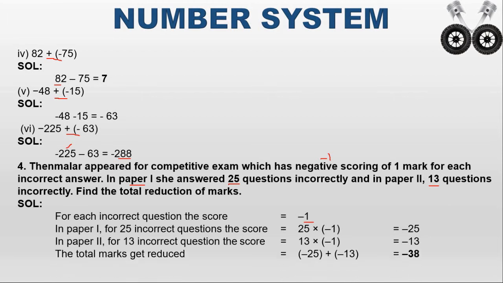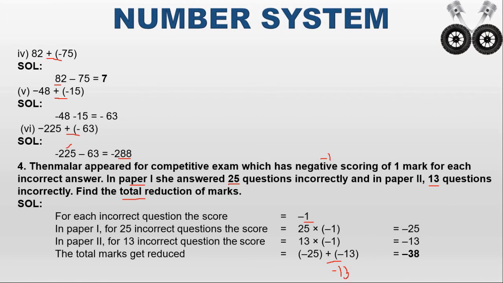So what do they ask? They ask you to find the total. So total means you have to add. So you have to add the incorrect answer scores given by Steinmeier. So minus 25 plus minus 13. So what is the operator? Here the operators are near together, so you have to change the sign. So plus into minus will become minus 13.